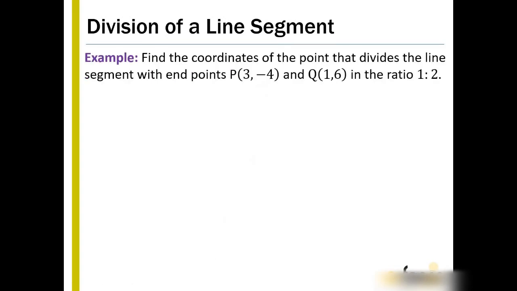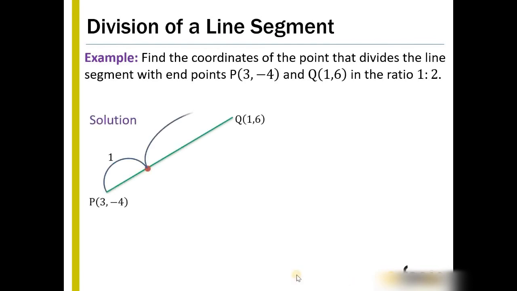Example: find the coordinates of the point that divides the line segment with endpoints P(3, -4) and Q(1, 6) in the ratio 1 to 2. Let's start by drawing a picture. Here's P(3, -4), and here's Q(1, 6). It's been divided into the ratio 1 to 2 using this coordinate here, R, which is xy. We're trying to find xy.